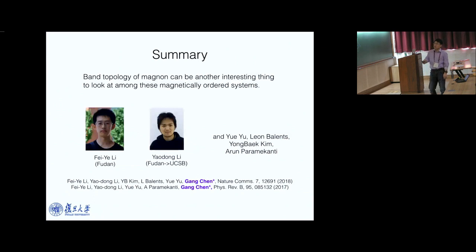For this, I just want to convey the message that the band structure topology of magnons can be an interesting thing to look at among these magnetic order systems. The way I was educated is that when a system develops magnetic orders, everything is a trivial state, nothing interesting about it. But in the time of topology, now we can have a new interesting observable to examine among these systems, which were originally thought to be trivial magnetic order systems. So we can have some other interesting things to look for.